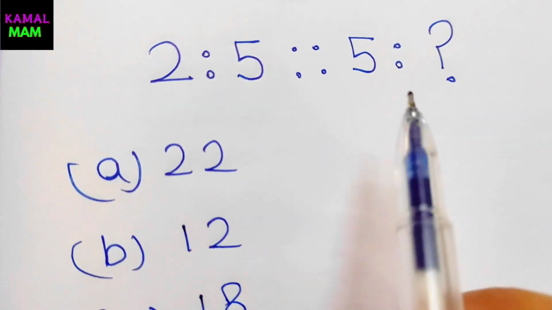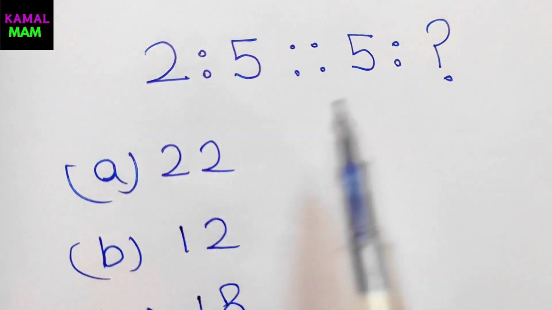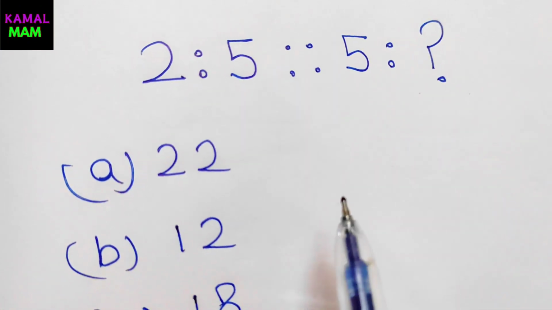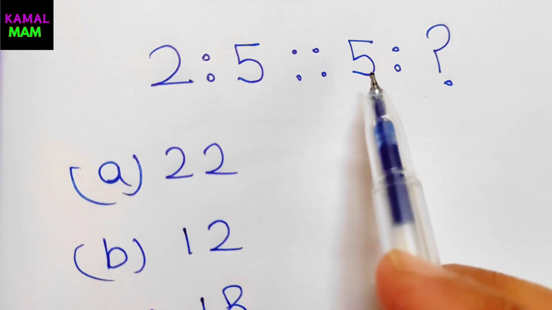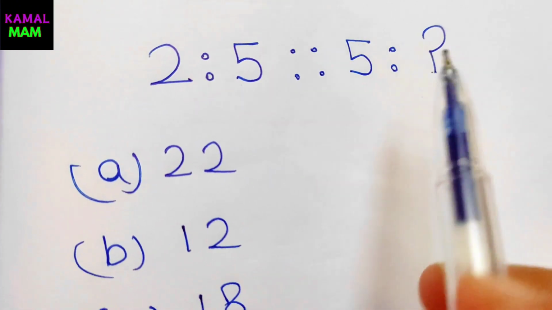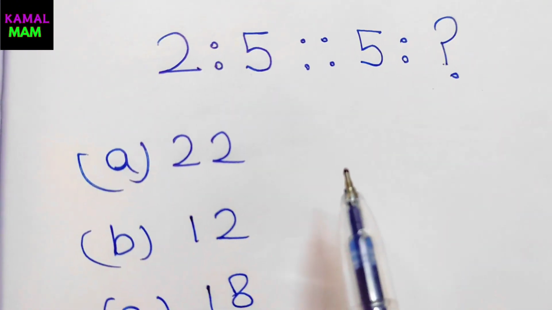99% of students do this question wrong. We have to find the value of the question mark. Whatever the relation between 2 and 5, there should be the same relation between 5 and the question mark here. Okay, so most of the students solve it like this.